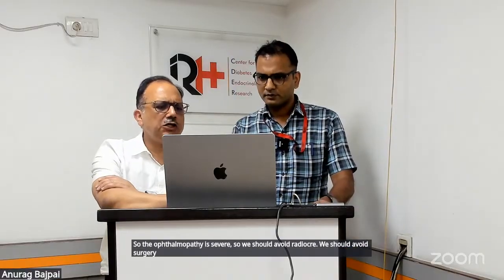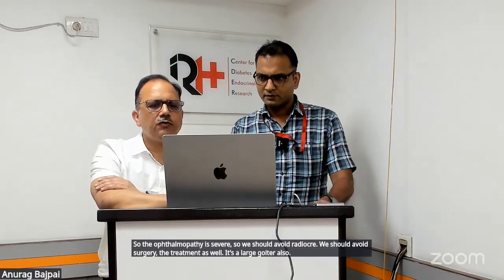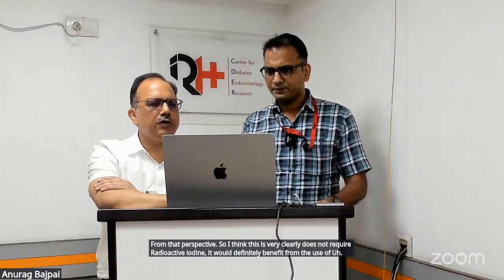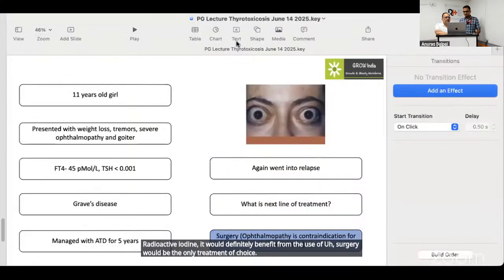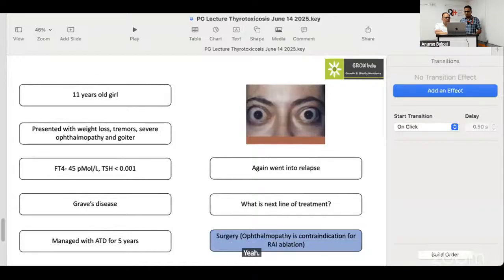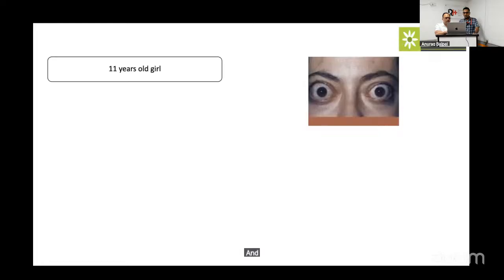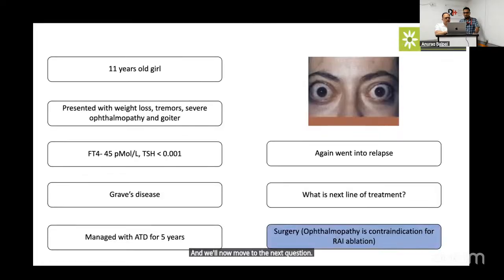Dr. Aisha is talking about radioactive iodine. Do you agree? Sir, the ophthalmopathy is severe, so we should avoid radioactive iodine. We should avoid it as the treatment choice. It's a large goiter also from that perspective. So I think this clearly does not require radioactive iodine. It would definitely benefit from surgery, which would be the only treatment of choice. So surgery is required, and we'll now move to the next question.